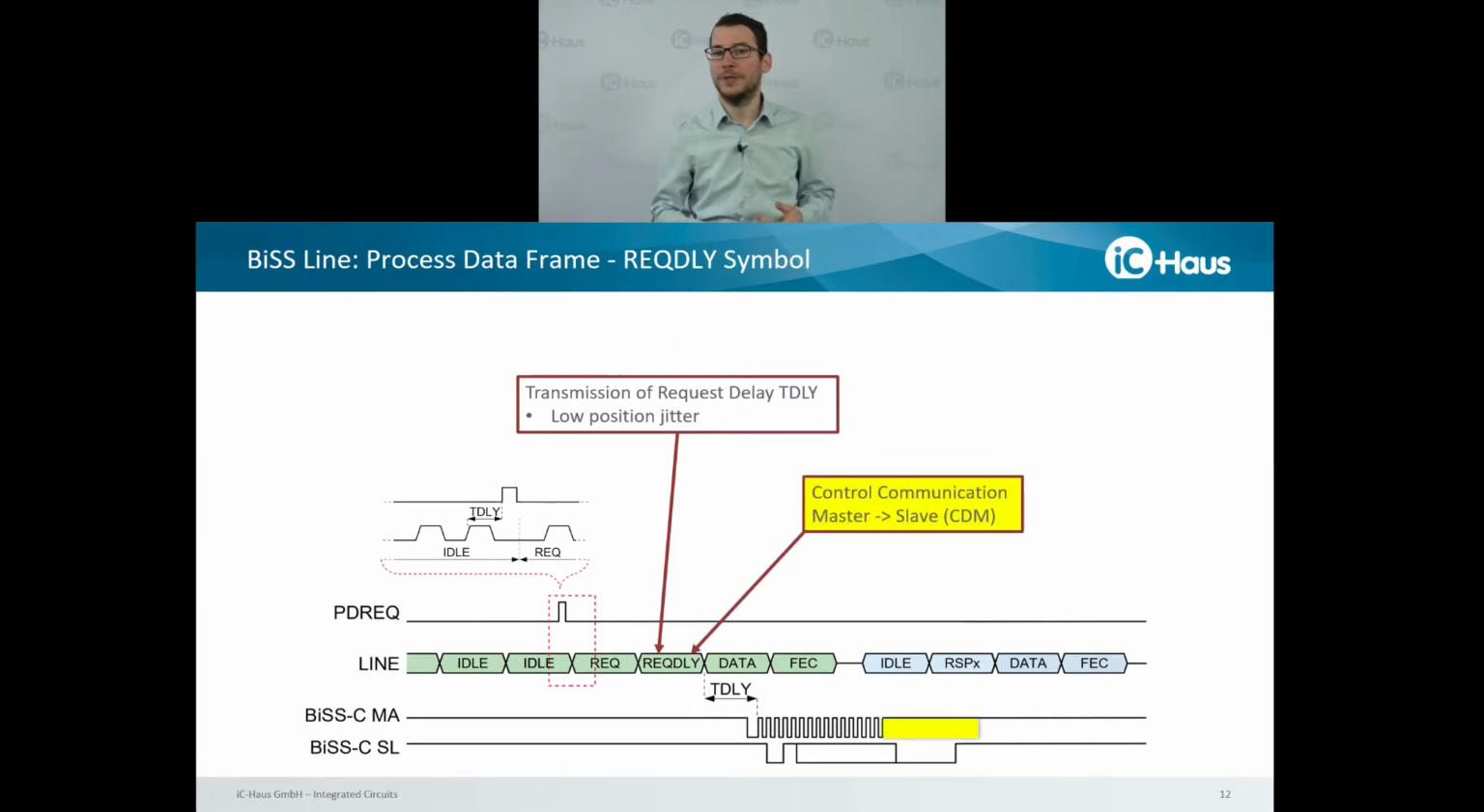Furthermore, in the request delay symbol, 1 bit of control data is transmitted from the BiSS master to the slave. It is then also forwarded to the connected sensors and actuators.